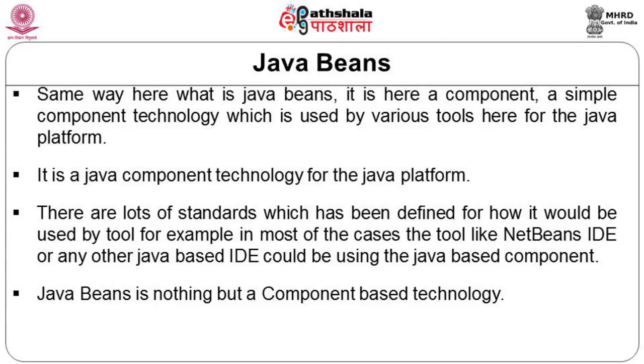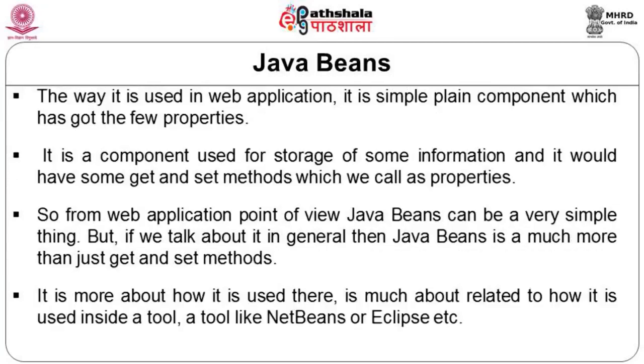In a very simple form, the way it is mostly used with web applications, it is a simple plain component which has got a few properties. It is a component used for storage of some information, and it would have some get and set methods, which we call properties. So from a web application point of view, Java Beans could be a very simple thing, developed in a very simple manner. But when we talk of Java Beans in general, Java Beans is much more than just a component holding a set of some information.